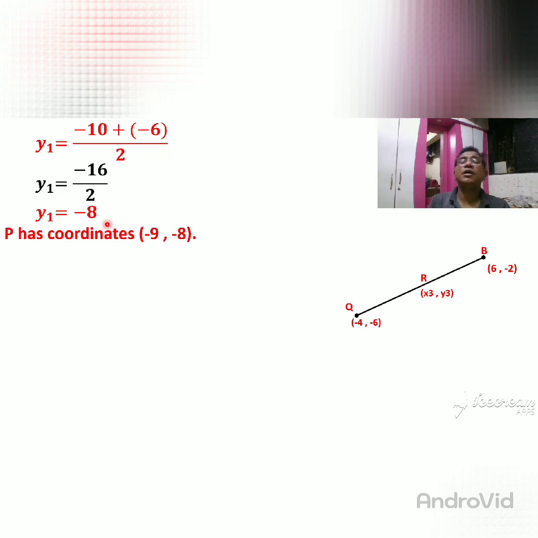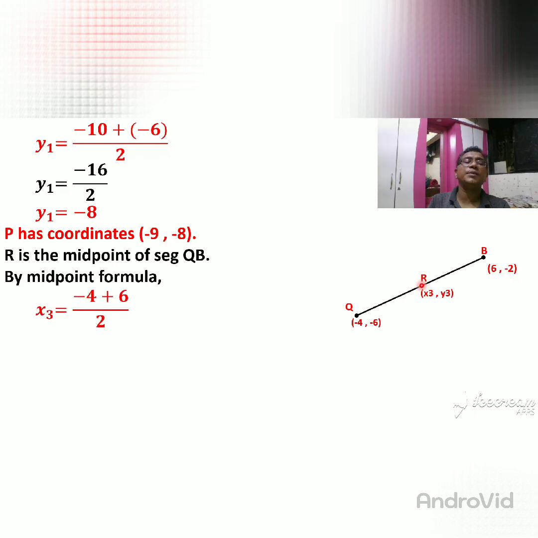In this way we find the coordinates of point P, which are minus 9 and minus 8. Then we take another segment, the segment QB. In segment QB, R is the midpoint of QB. So we use the midpoint formula.